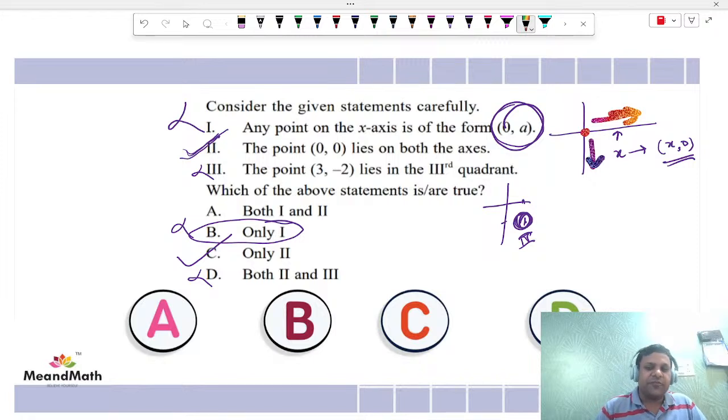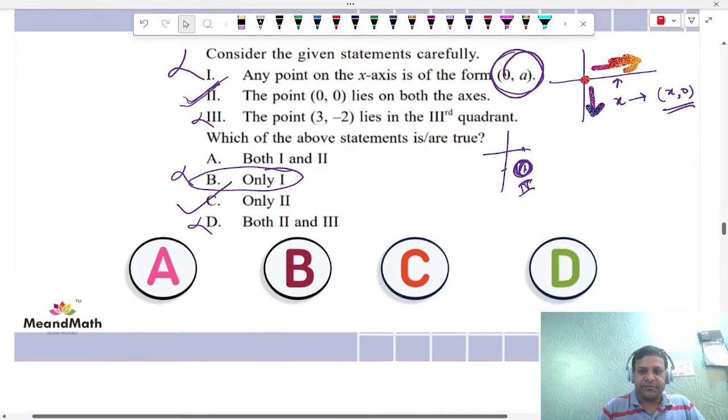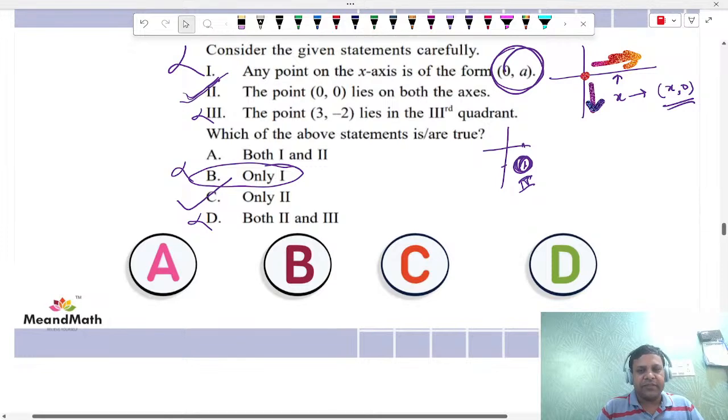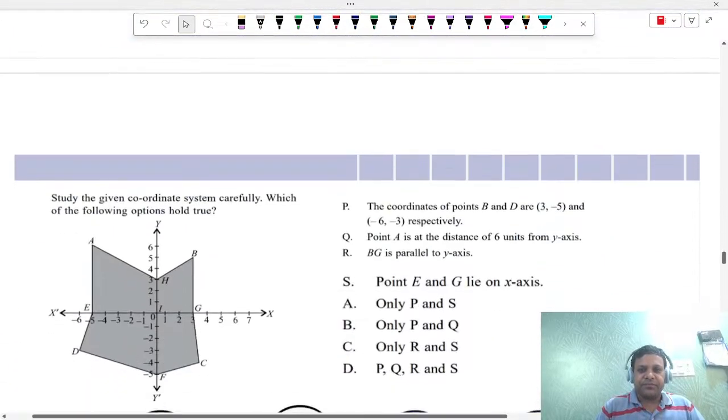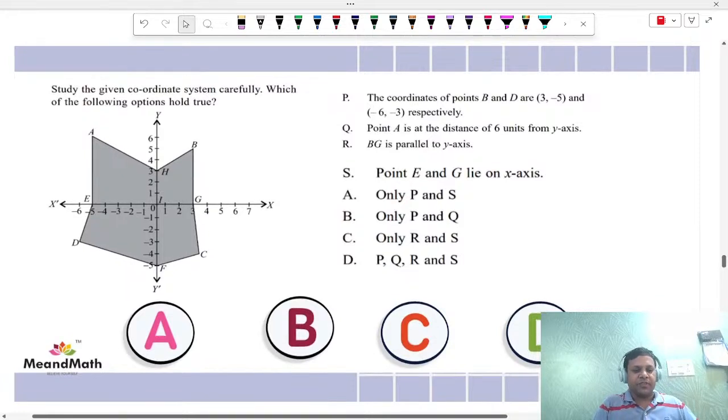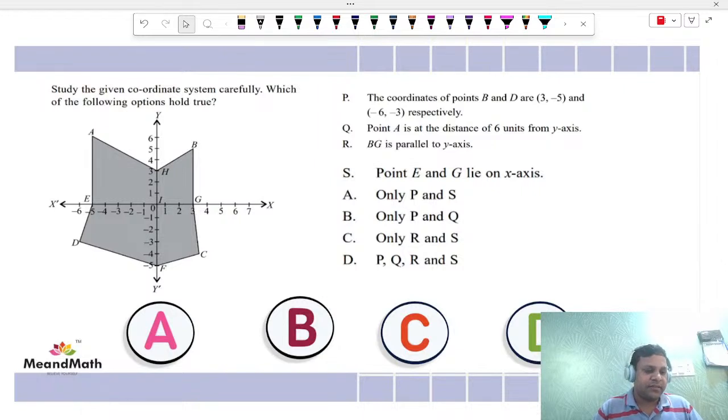Okay. Now we will go to the next. I hope till now everything is clear. The fourth question. Any questions from your sides? Yes, Jani.